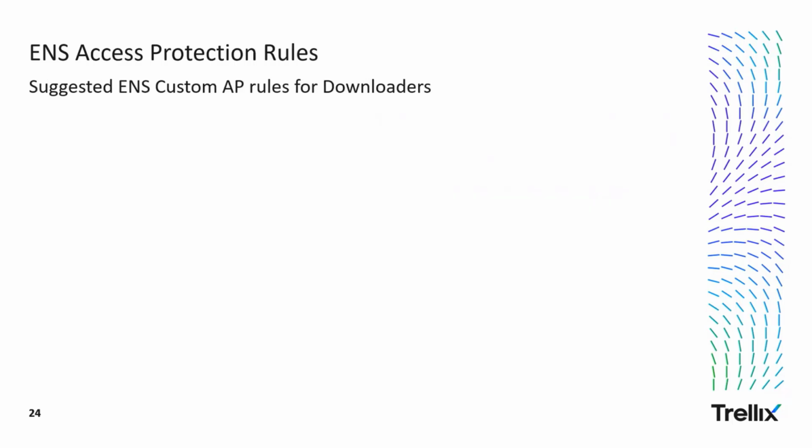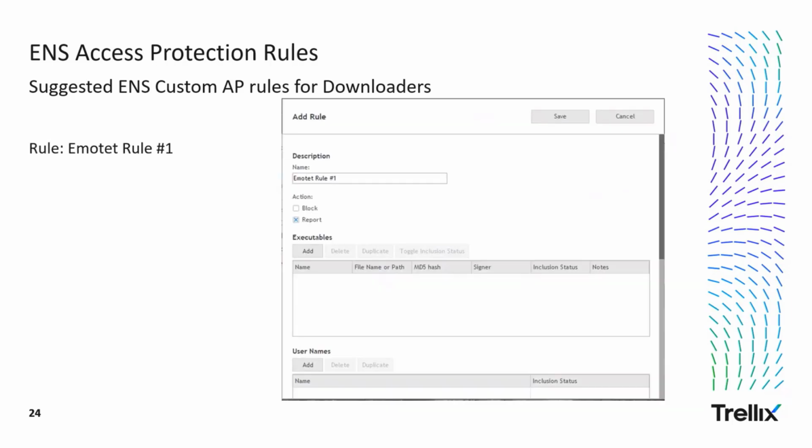Up next, we're going to look at some access protection rules. These are suggested ENS custom AP rules for downloaders. In the first case, we have it titled Emotet Rule Number 1. Of course, you can title it anything you want. One thing you will notice throughout these slides is that I only have my actions set to report. The reason is you want to thoroughly test everything in your environment prior to deployment, so we don't cause any type of business interruption. Even though these are very targeted rules, I always suggest putting everything in report mode before block mode, just to make sure we're not seeing any false positives.